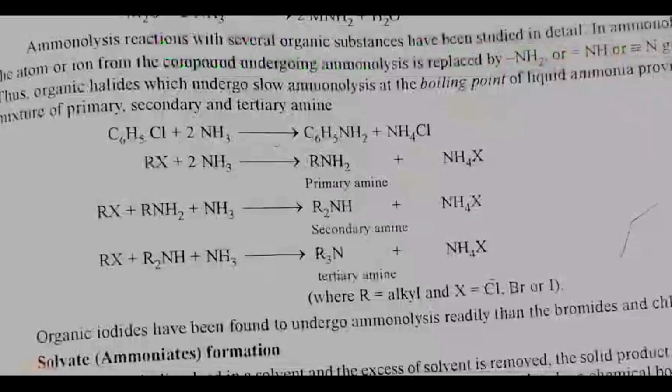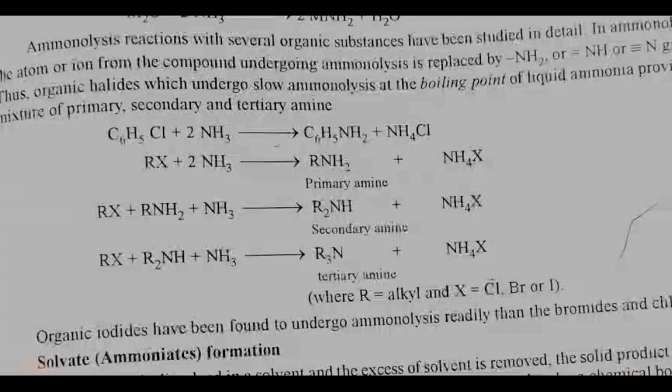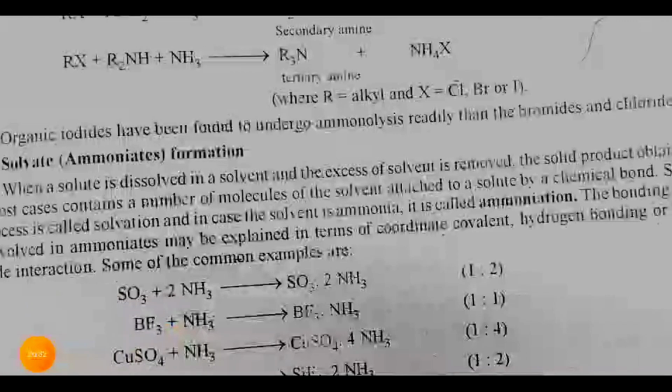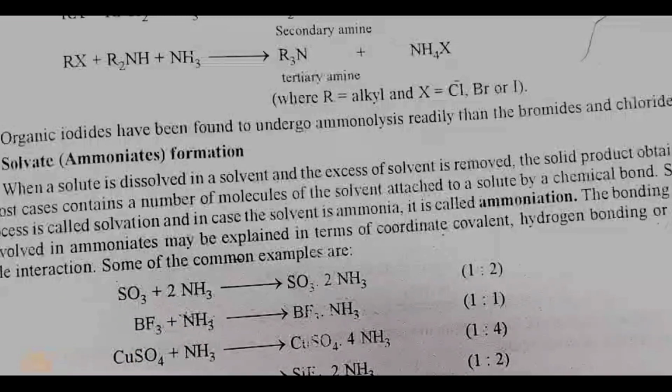C6H5Cl plus 2NH3 gives C6H5NH2 plus NH4Cl. RX plus 2NH3 is equal to RNH2 plus NH4X. RX plus RNH2 plus NH3 is equal to R2NH plus NH4X. RX plus R2NH plus NH3 is equal to R3N plus NH4X, where R is equal to alkyl and X is equal to Cl, Br or I. Organic iodides have been found to undergo ammonolysis more readily than the bromides and chlorides.